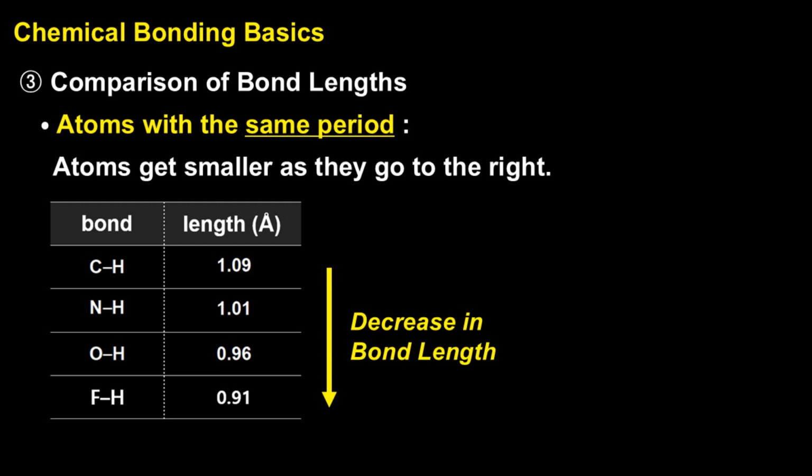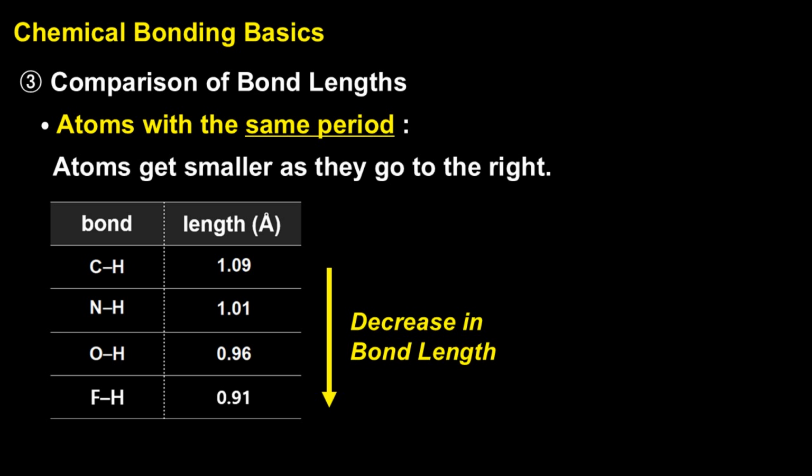Now, you might be wondering, why do different bonds have different lengths? Well, it mainly comes down to 3 things: atomic size, hybridization, and bond order. These factors work together to determine how bond length changes depending on the molecule.